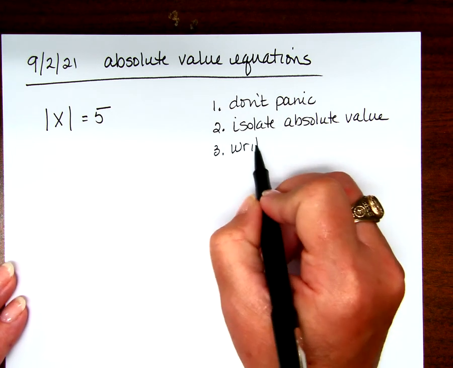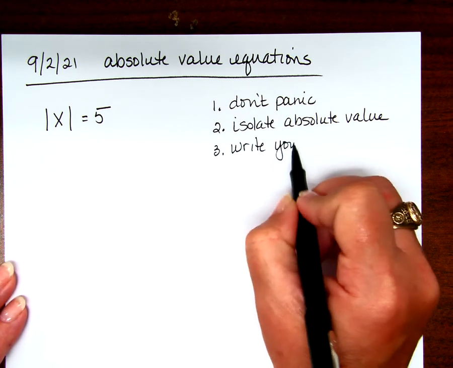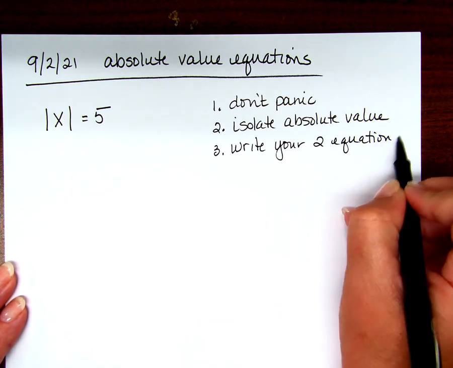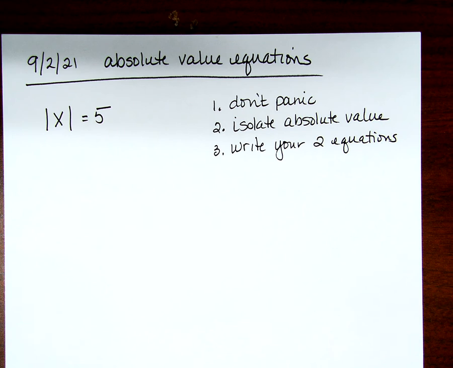Write your 2 equations. Now, from what you just said, we should be able to write 2 equations, one being x equals 5 and one being x equals -5, right? I need you to trust me for a couple days. Okay? I'm going to write it a little bit different than that, and I think in a couple days you're going to understand why. Okay?